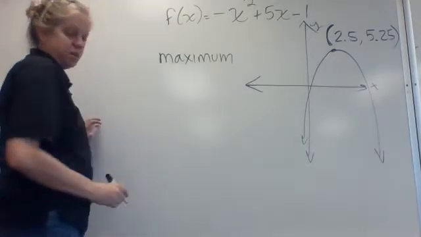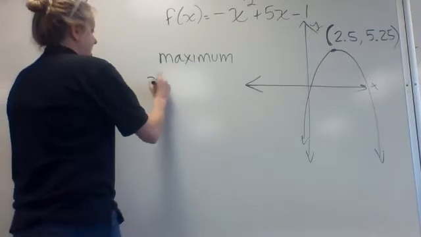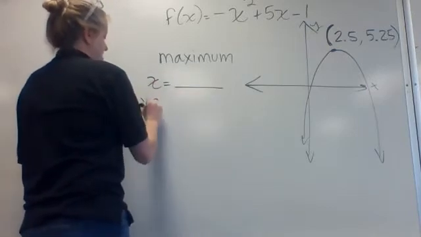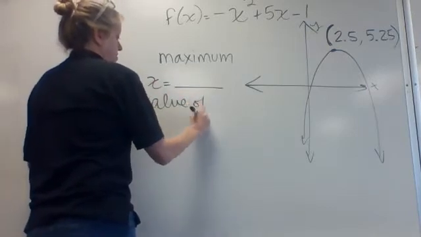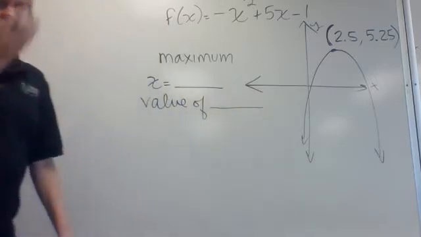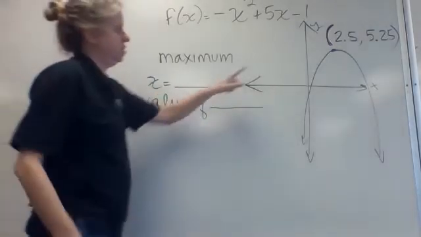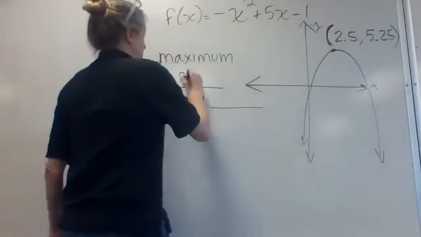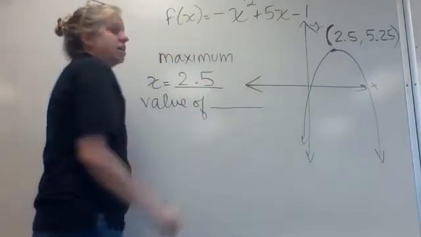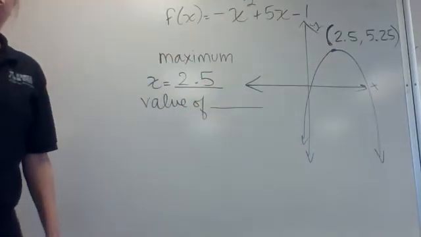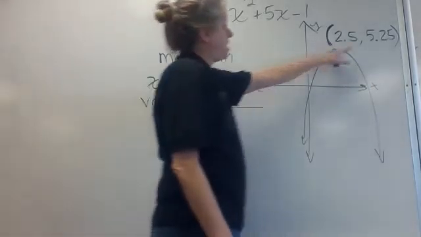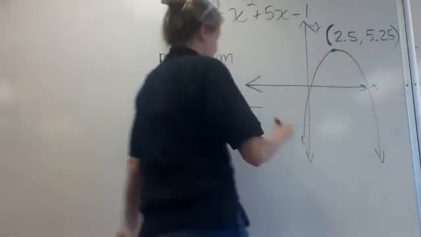Then it says the maximum occurs at x equals blank and has a value of blank. What is the x of the maximum? 2.5. And what's the value? The value is always talking about your y coordinate. So the value of this maximum is 5.25.